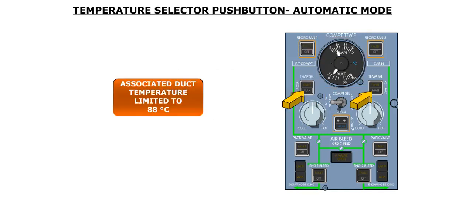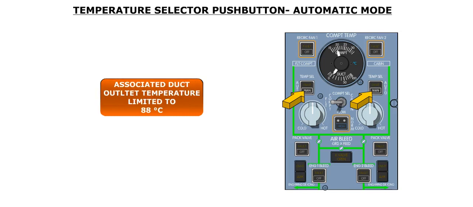The temperature selection push button controls the mode of operation of the pack. In the pressed-in position, the associated pack is operating in the automatic mode, and the desired temperature is selected by the compartment temperature selector knob. In this mode, the electronic temperature controller maintains the desired compartment temperature. In this mode, the associated duct temperature will be limited to 88 degrees Celsius.